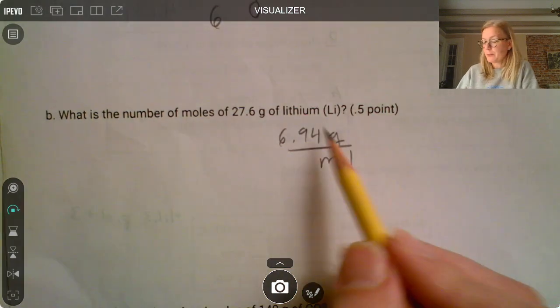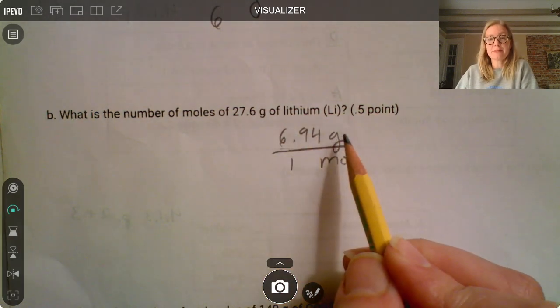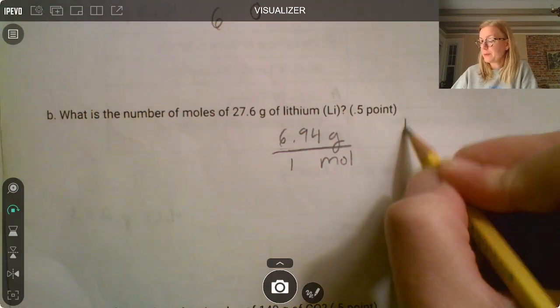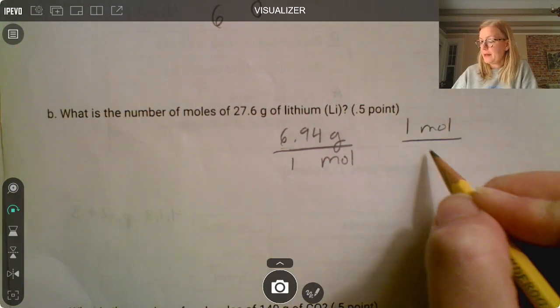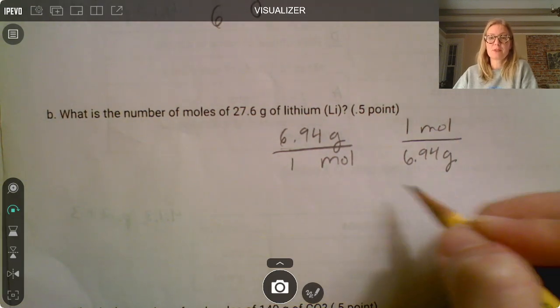And when I say it's the grams per mole, it's the grams per 1 mole. Okay? So it's 6.94 grams of lithium for every 1 mole of lithium. Okay? Or you could say for every 1 mole of lithium, that's 6.94 grams of lithium. Okay, these are equivalent.